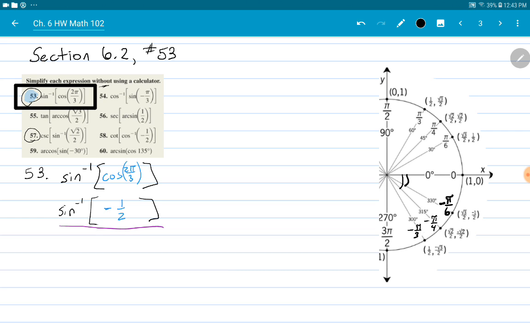So what gave me negative 1/2 is sine. So that is right here. And the angle that corresponds with that is negative pi over 6.